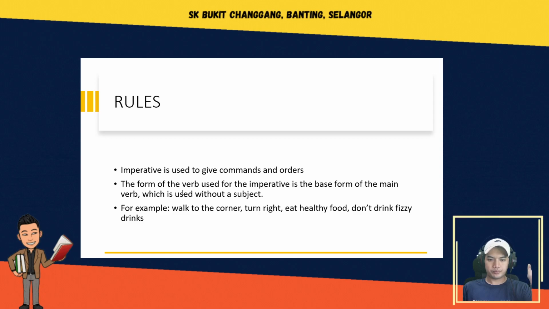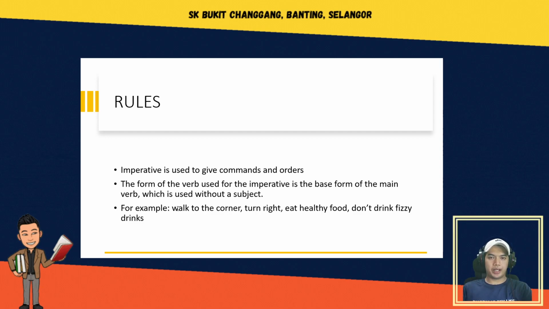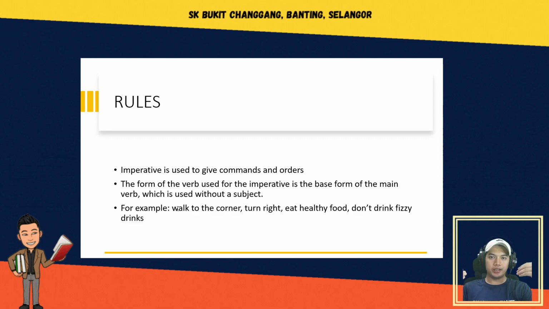Okay. Number three, example. For example, walk to the corner. Maksudnya, pergi dekat simpang sana. Turn right, belok kanan. Eat healthy food. Makan makanan yang sihat. And last one, don't drink fizzy drink. Maksudnya, jangan minum minuman berkarbonat.